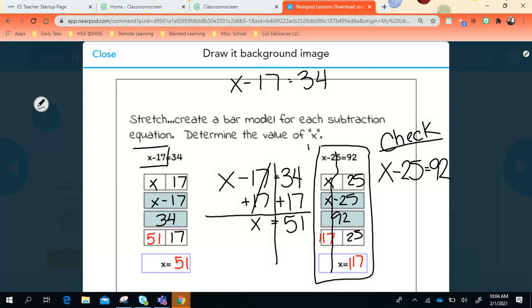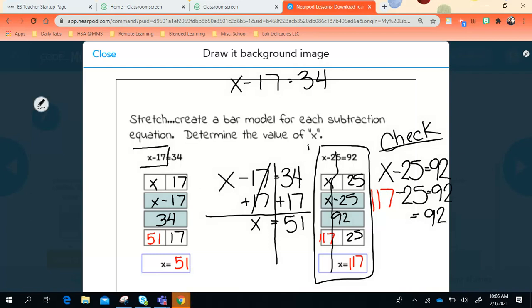Because you can't know how to check if you don't have the answer. So you need to, on this side, write down how you do it. We said our answer was what? 117, right? So I'm going to go ahead and put x equals 117. So I'm going to fill in x with 117, minus 25, and it's supposed to equal 92, right? Now, I'm bringing down that 92.